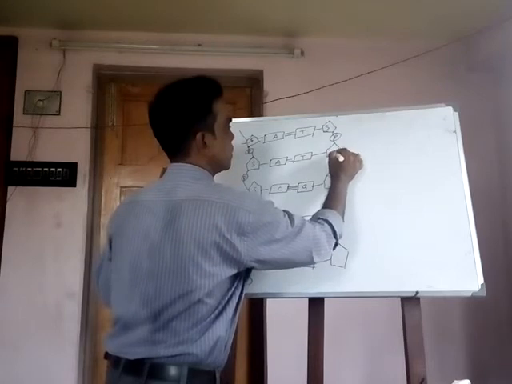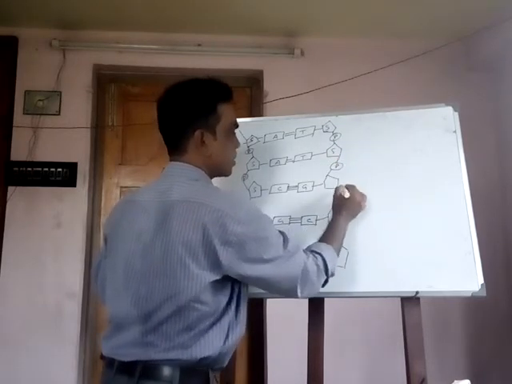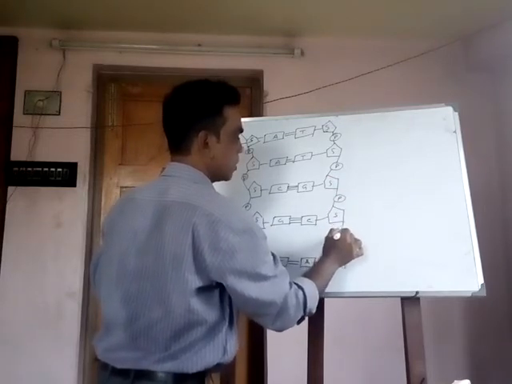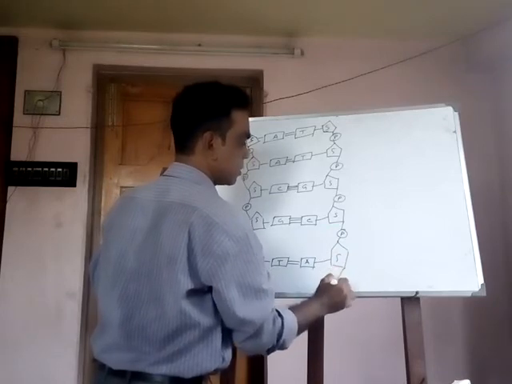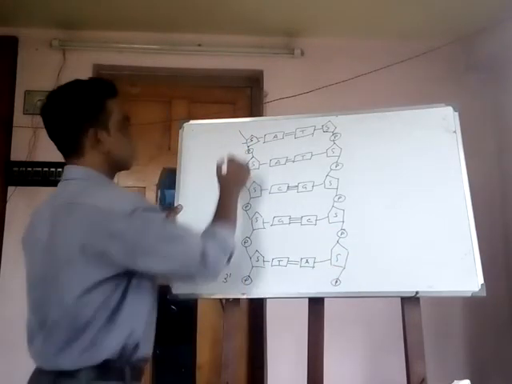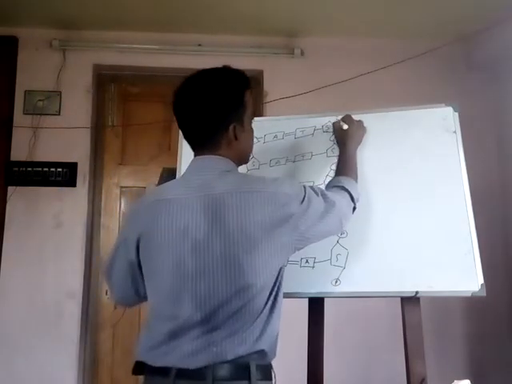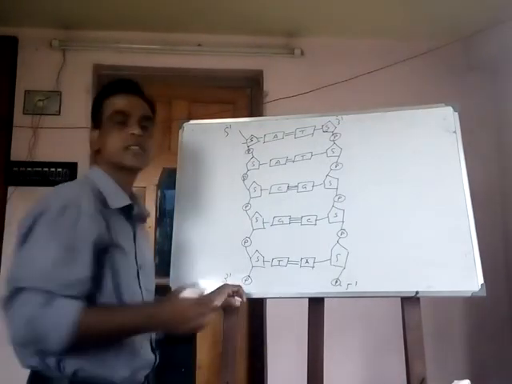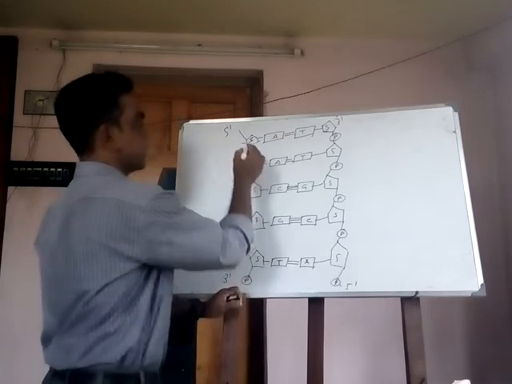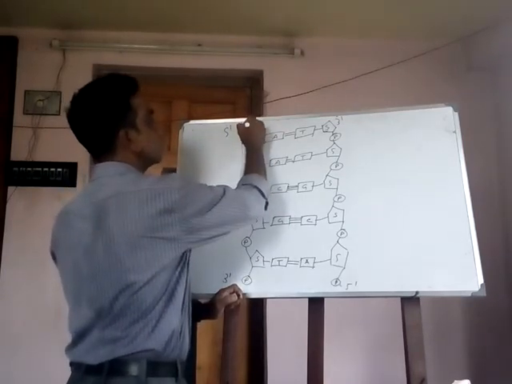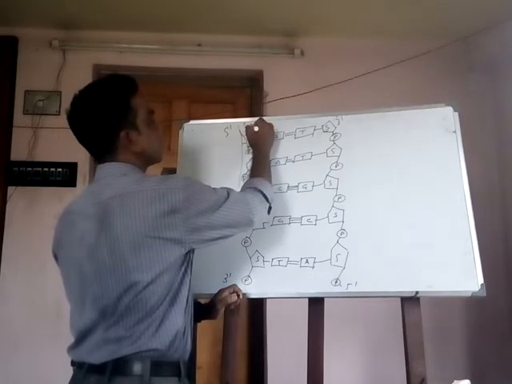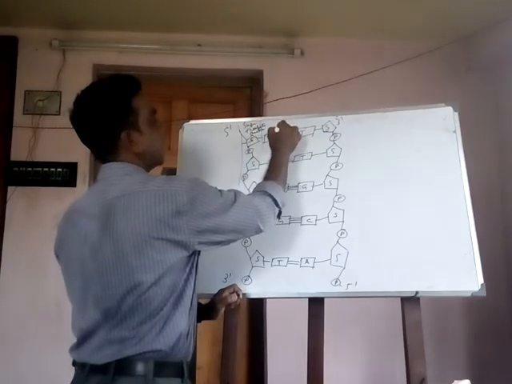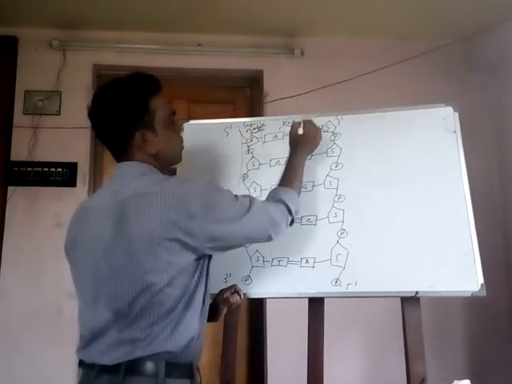Sugar, phosphate, sugar, phosphate, sugar, phosphate, sugar, phosphate. That is 3'-5' bonding of DNA, and it is the total chemical structure of DNA: the sugar-phosphate backbone, and the nitrogen base bonding.